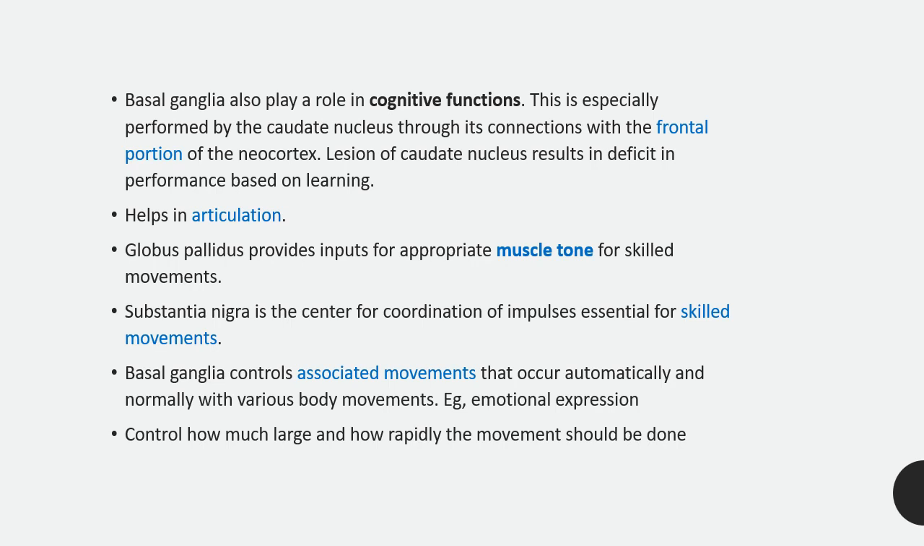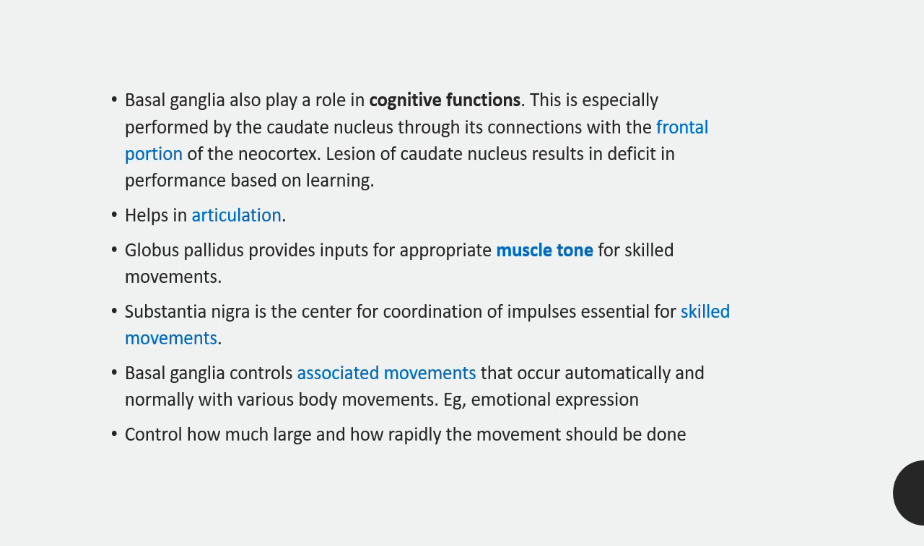Basal ganglia also play a role in cognitive functions. This is especially performed by the caudate nucleus through its connections with the frontal portion of the neocortex. Lesion of caudate nucleus results in deficit in performance based on learning. Helps in articulation.